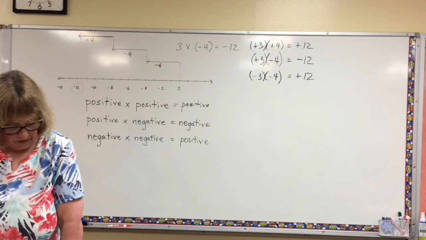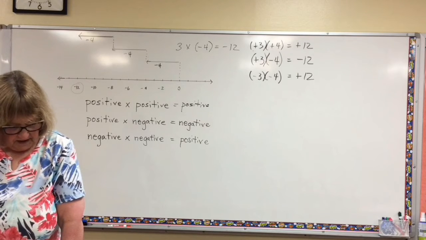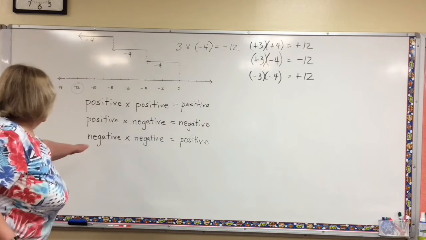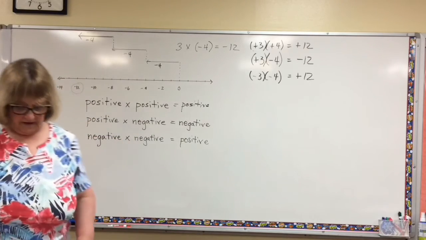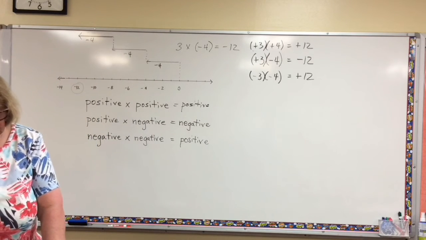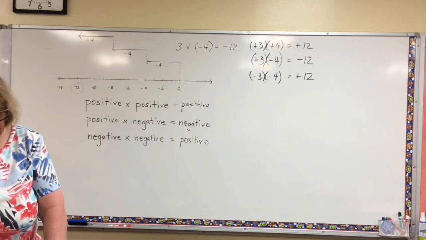Third column, or third box. Negative 3 times negative 4. Negative times negative is positive. Don't forget that. So negative 3 times negative 4 is positive 12. Positive 12 divided by negative 3 equals negative 4. Positive 12 divided by negative 4 is negative 3.